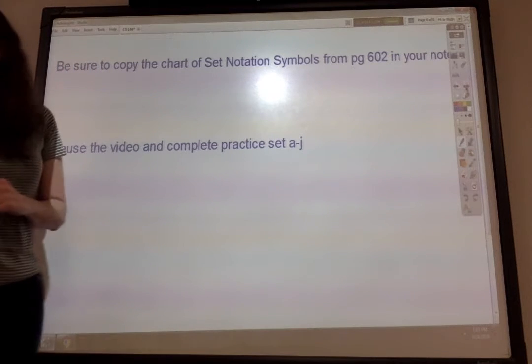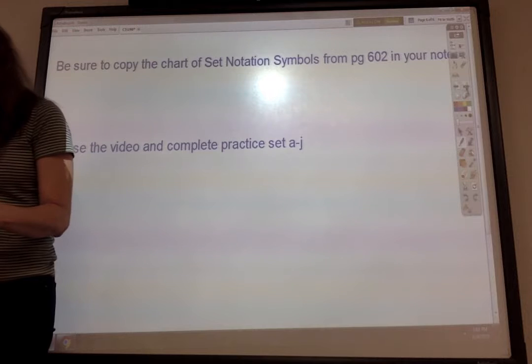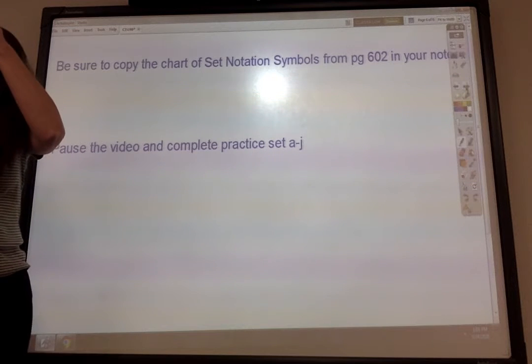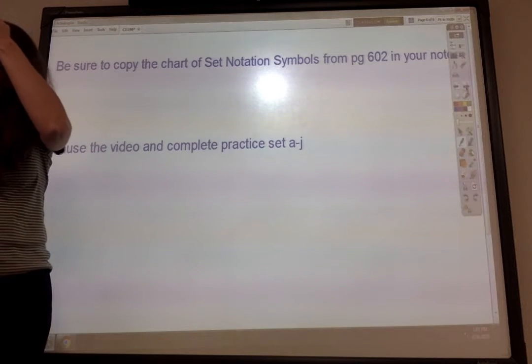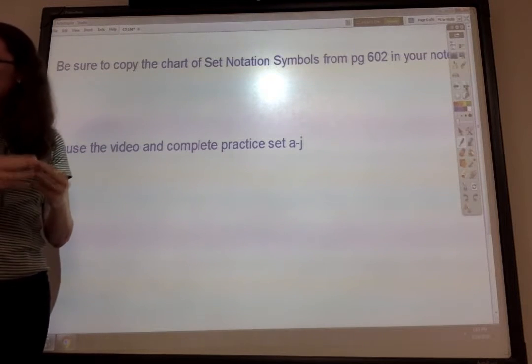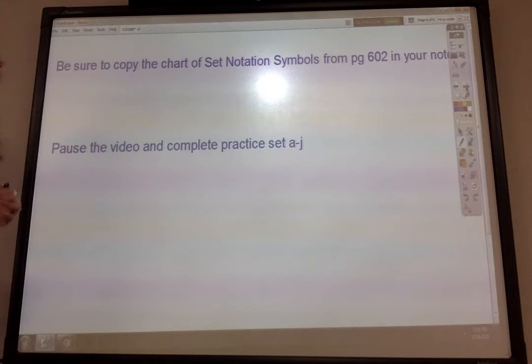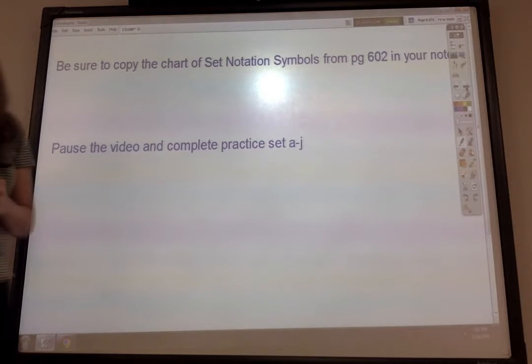Okay, there is a chart on page 602 in your book, and it's called the set notation symbols chart. Make sure you get that in your notes. It has all the different symbols that we've talked about today. After you get that in your notes, go ahead and pause this video and complete your practice set.